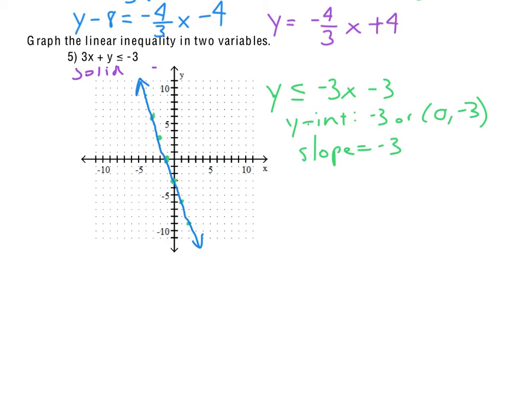There are a few different methods you can use there. One popular one is plugging in a test point like the origin. Safest to do that in the original. If you plug 0 into the original, the nice thing about using the origin is that it simplifies very nicely, because you plug a 0 in for x, a 0 in for y, you end up with just 0 on the left side. And so testing that origin gives you 0 is less than or equal to negative 3. Well, that's false. So that test point being false would mean we would shade the other side of that inequality.